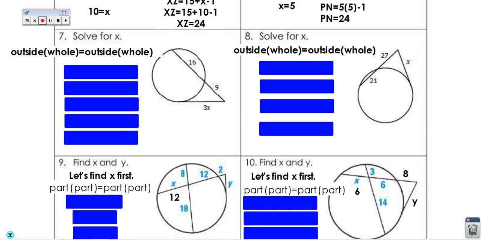Now let's look at number 7. So number 7 is exactly like number 6, just a slightly more difficult process. Actually, it's probably about the same. So we'll do outside times whole equals outside times whole.